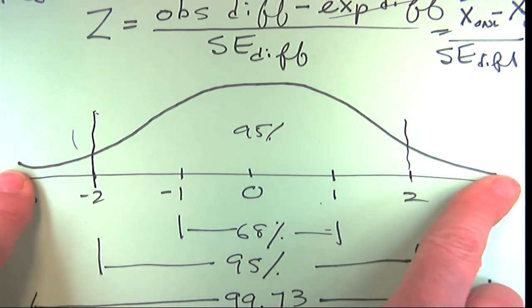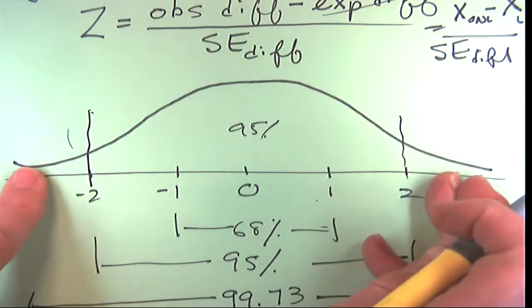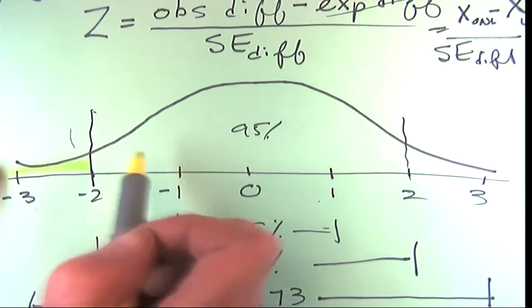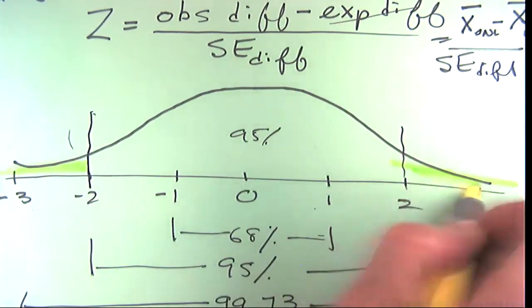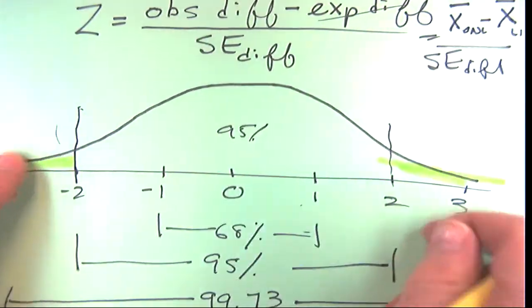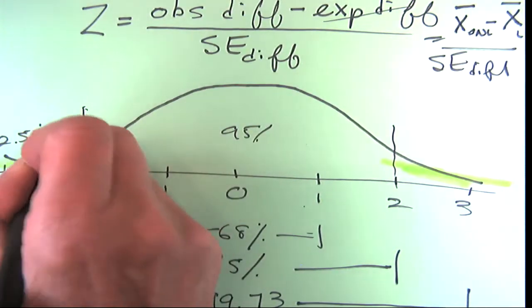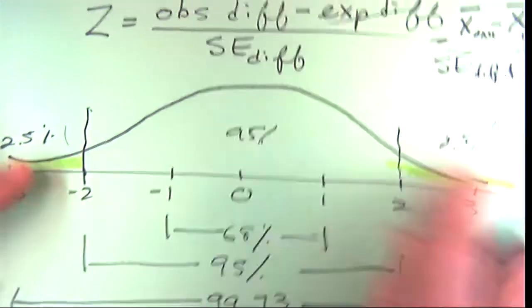Is this enough evidence to say there's a systematic difference? And we'd say, how often does that happen? Well, it would happen here, in this direction, this would be that far away. So this would be a two-sided test, and it would be a p-value of 2.5% here and 2.5% there, which is 5%.